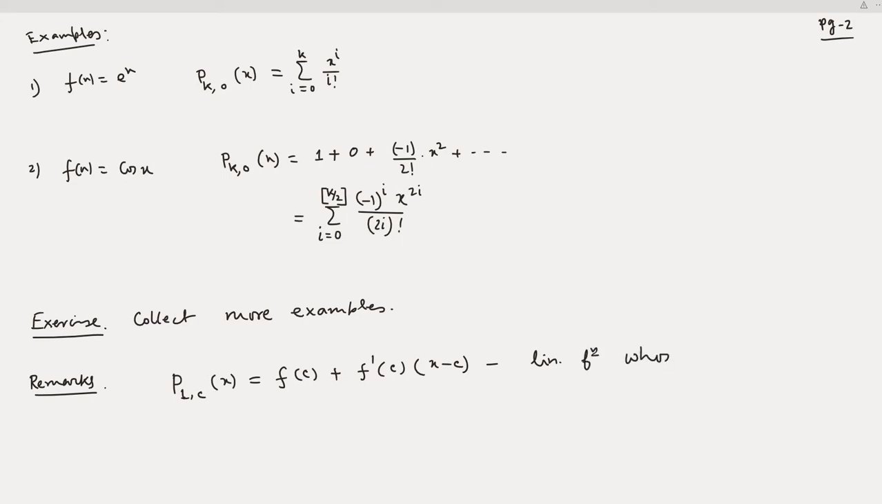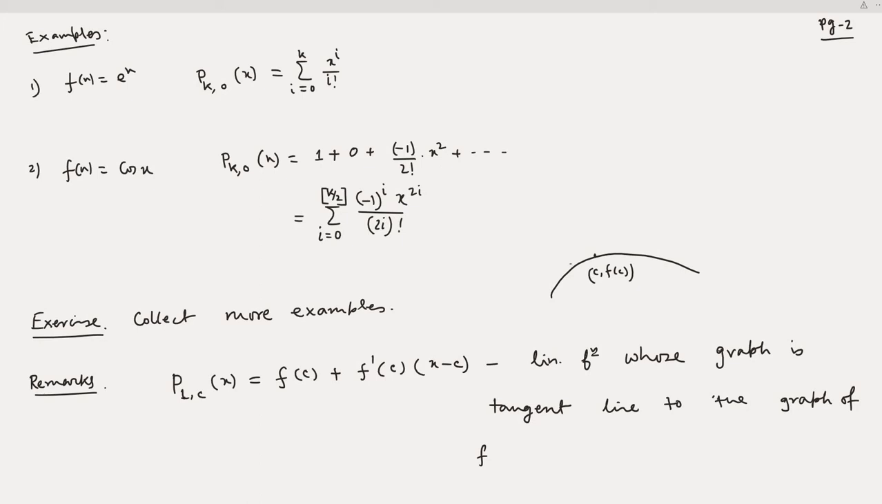linear function. So what is the graph of this? Its graph is the tangent line to the graph of F. So if this is the graph of F, and this is the point C comma F of C, then P1,C at X, this is the tangent. So the equation of this line, that is the graph of this polynomial, is the tangent. This is the graph of P1,C at X, and this is the graph of F, okay.